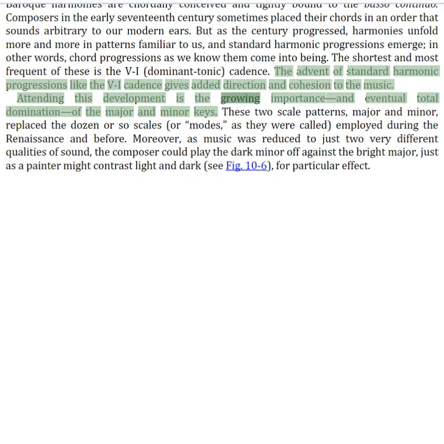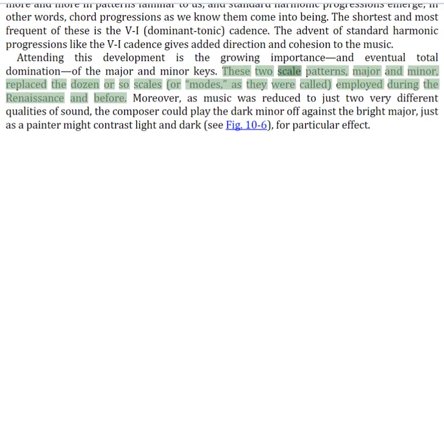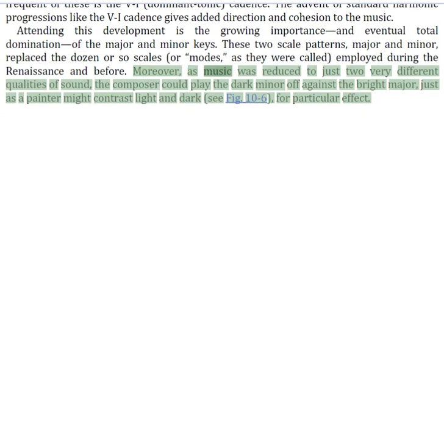Attending this development is the growing importance, and eventual total domination, of the major and minor keys. These two scale patterns, major and minor, replaced the dozen or so scales employed during the Renaissance and before. Moreover, as music was reduced to just two very different qualities of sound, the composer could play the dark minor off against the bright major, just as a painter might contrast light and dark, for particular effect.